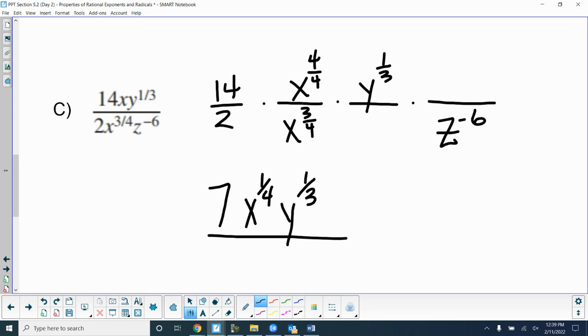So to make it positive, if it's in the bottom like this, move it to the top. If the z to the -6 was up top, we move it to the bottom. Okay? That's our answer.